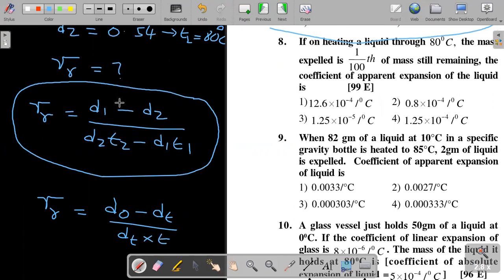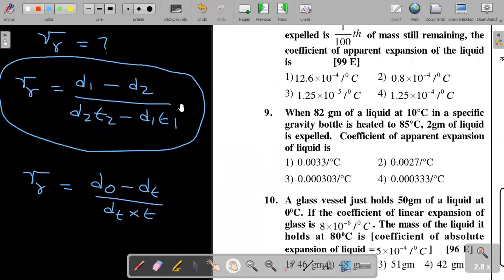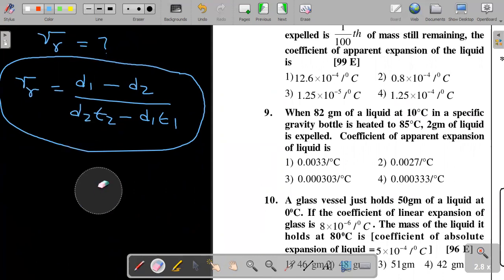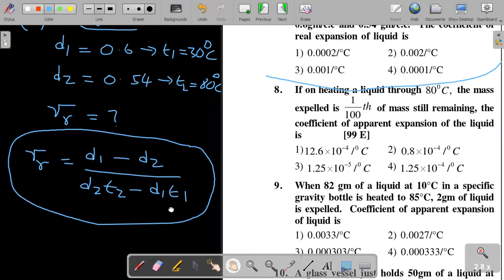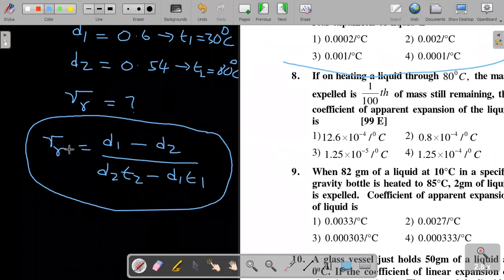So now, if you observe both the temperatures, 30 and 80, neither one is 0 degrees centigrade. So simply what I am doing here is erasing this one and using the first formula. Now here D1 and D2 and everything is given. Let us just substitute the data in the question. See here in this formula, just substitute now.